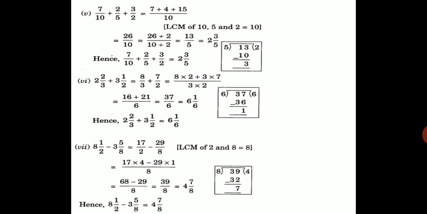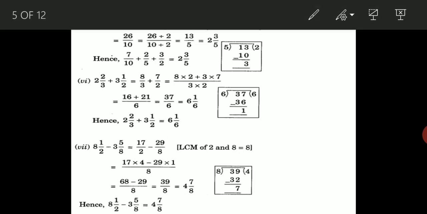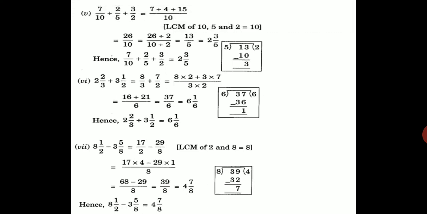You understood now? Now the sixth part, 2, 2 by 3 plus 3, 1 by 2. Now you can see I am converting these mixed numbers to fractions. So 3 twos are 6, 6 plus 2, 8. Now it comes like this, 8 by 3. Now on this one, 2 threes are 6, 6 plus 1, 7. So 7 by 2.